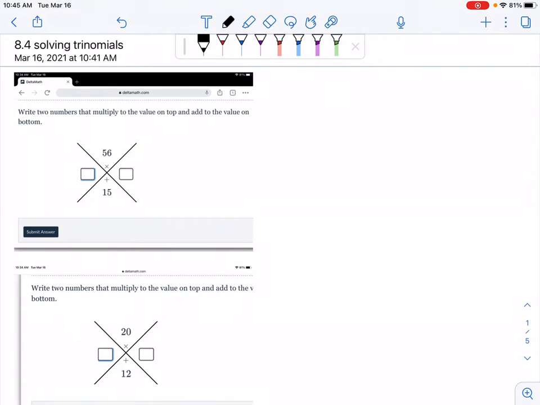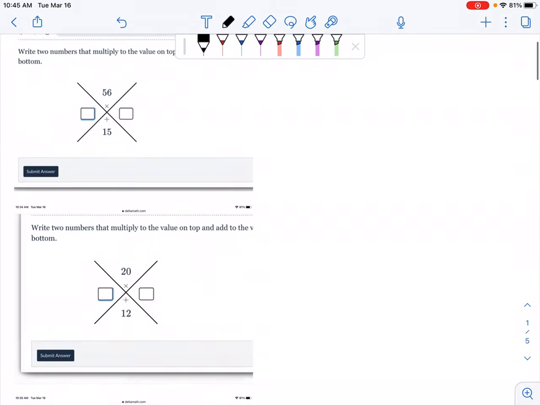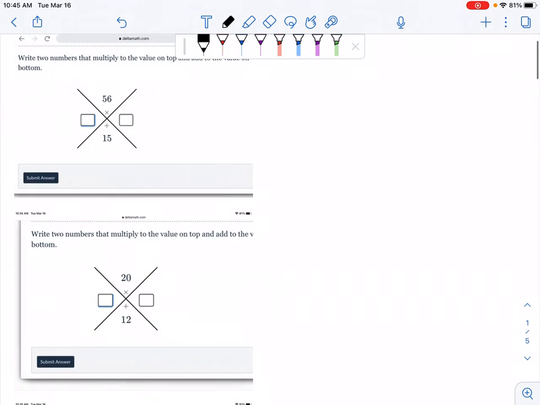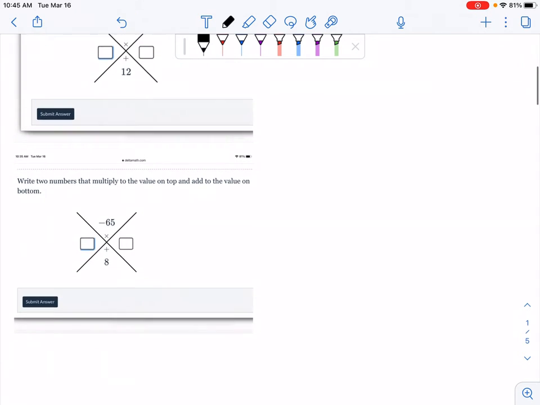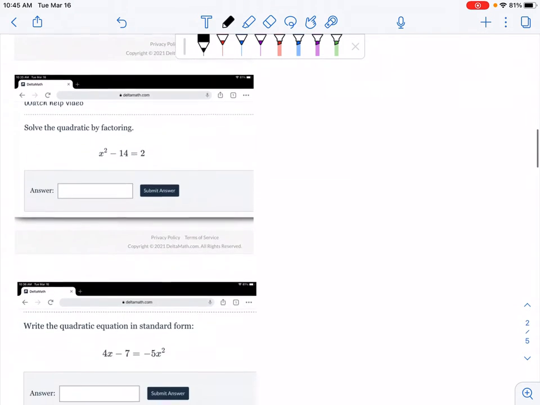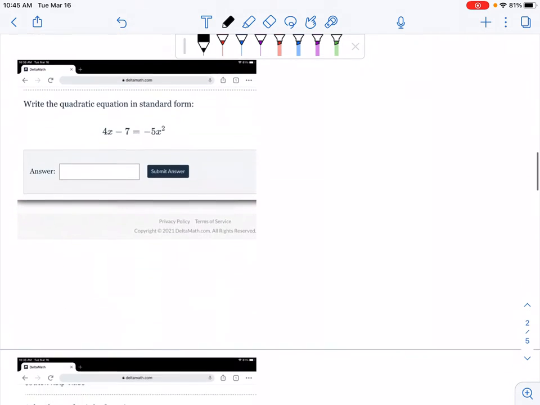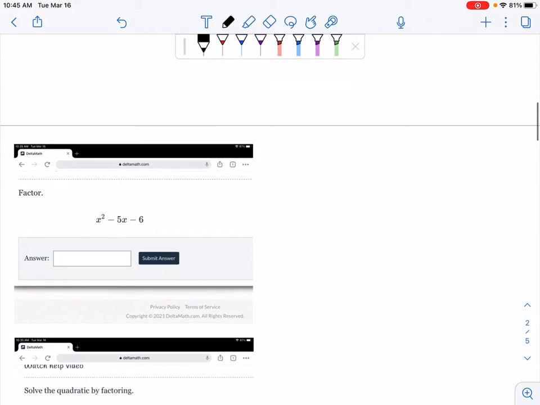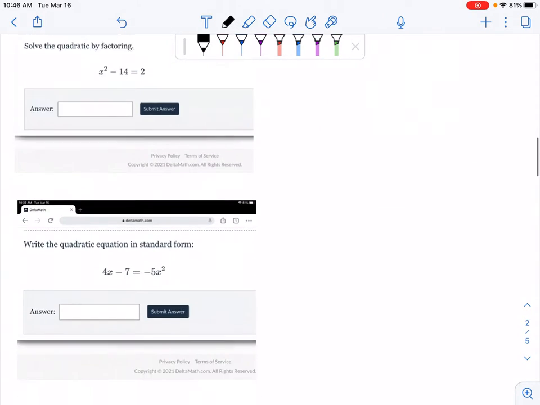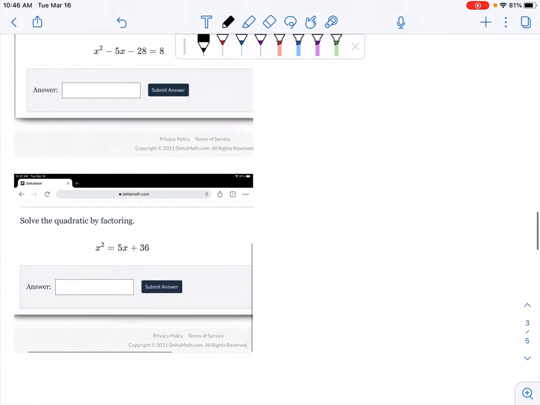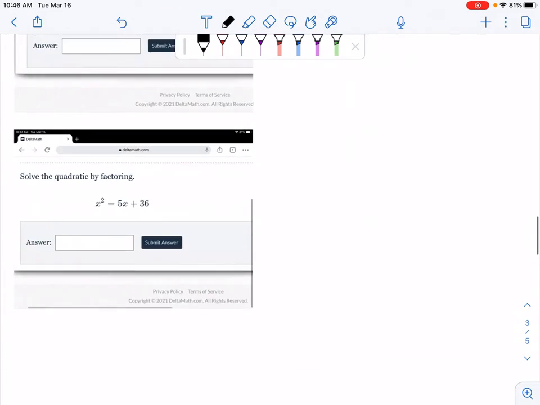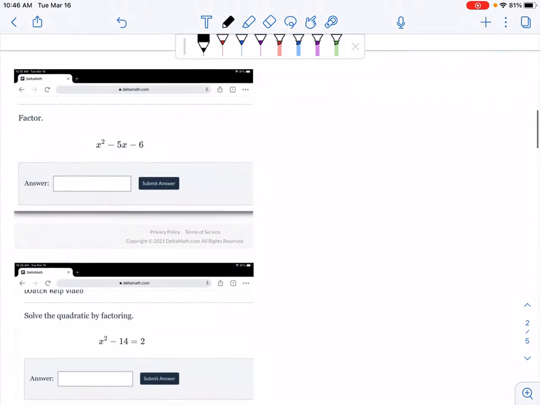8.4, solving trinomials. I'm going to go through just 8.1 through 8.3, a little background, that kind of stuff to refresh and remind you how to do these. I'm going to write some things in standard form. And then I'm going to solve by factoring the last 5 problems. Okay, so just hang with me here.